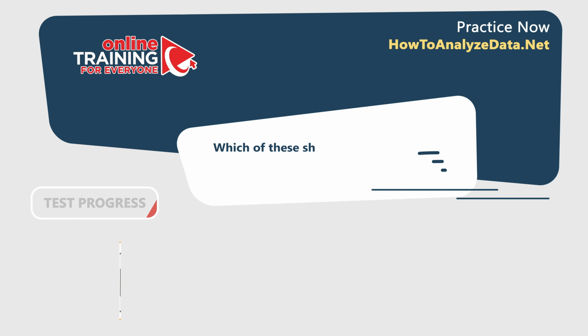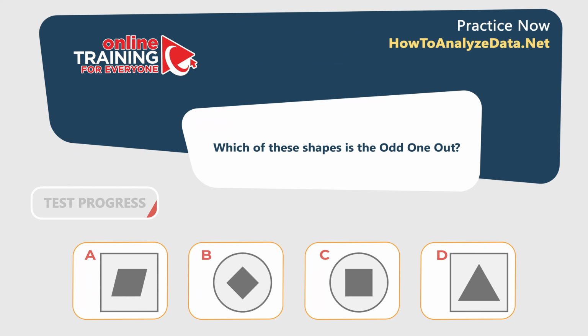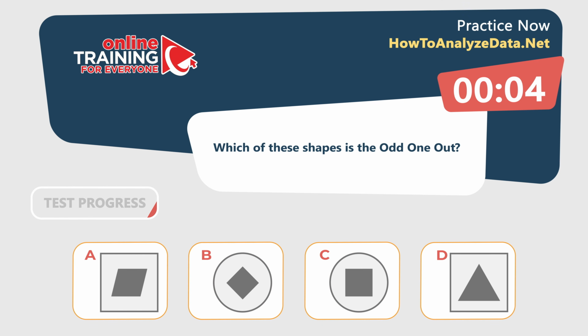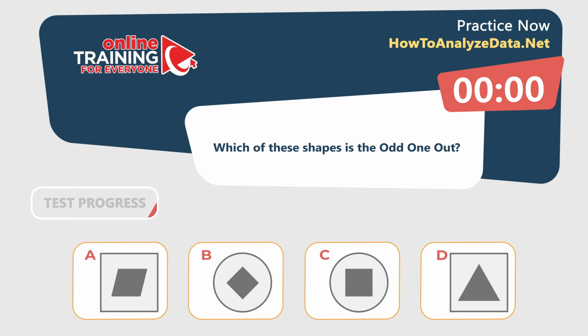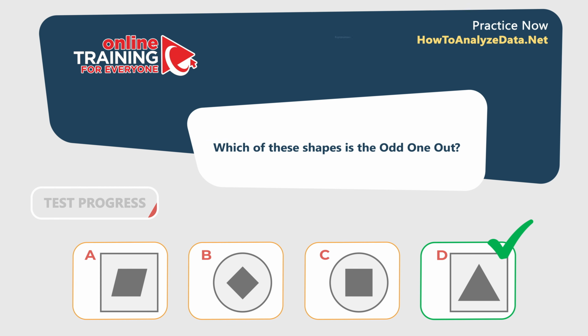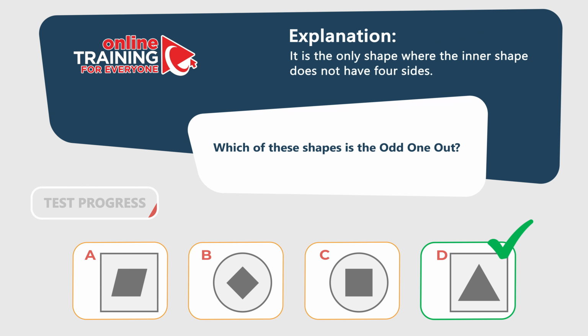Which of these shapes is an odd one out? Your choices for the answers are A, B, C, or D. The correct answer is choice D, and here's why. It's the only shape where the inner shape does not have 4 sides.